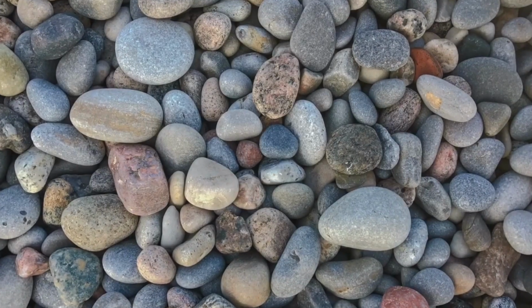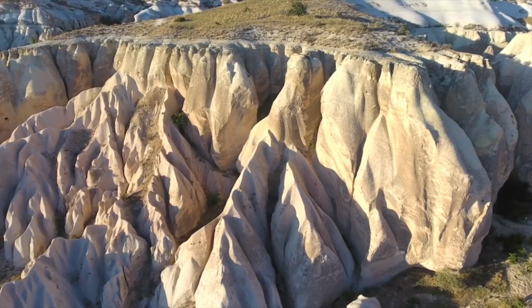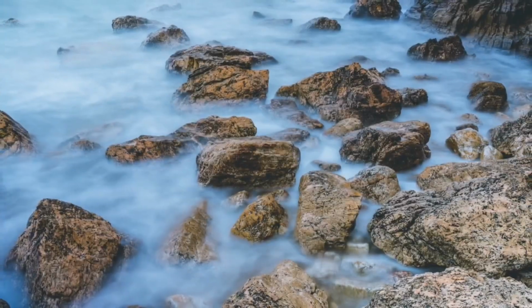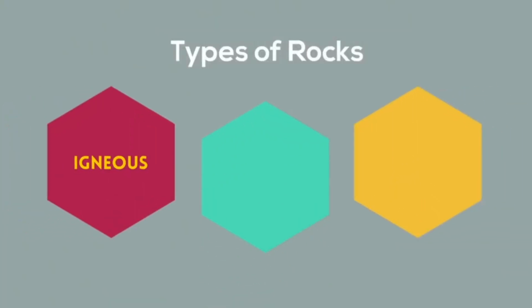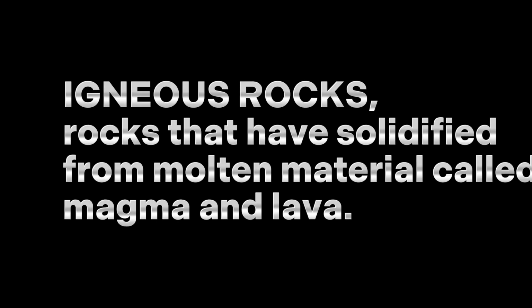Rocks are all around us. They can be small or huge. A rock is a solid, naturally occurring material made up of minerals or mineraloid matter. Rocks can be divided and classified into three basic types: the igneous, sedimentary, and metamorphic rocks.